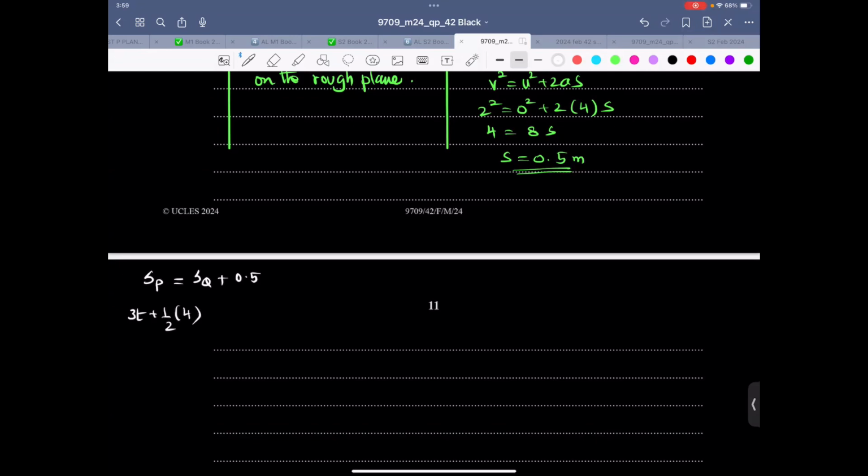So s_P = ut + ½at², that is 3t + ½ × 4 × t². This is s_Q = 2t + ½ × 4 × t², and t is what we are looking at, plus 0.5. So let me use the same color. s_P, that is this. s_Q, that is this. And this 0.5 is the distance between the two.